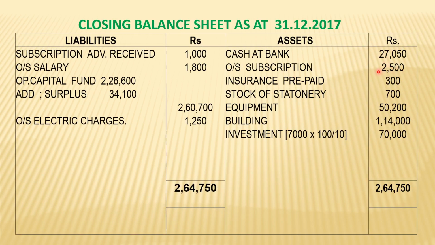And that is the figure, the closing cash balance from the receipts and payment account. From the adjustments, outstanding subscription, it is outstanding meaning income receivable, so it is an asset. Prepaid expenses, that is also an asset. The stock of stationery, that is also an asset. From the closing data we are considering closing equipment, this one provided. Building also provided. Investment, same value provided. Subscription received in advance, that is closing data, it is a liability. Current year outstanding salary, that is also a liability. Outstanding electric charges, that is also a liability. And these two we already got. So both sides will tally.